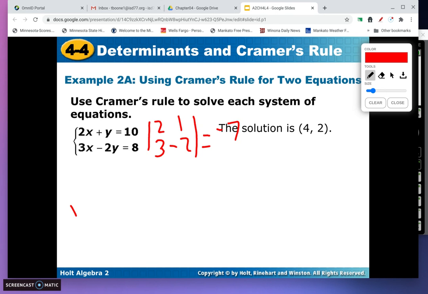All right, so now to find x, what we're going to do is put that negative 7 on the bottom. We're going to find the determinant. Now, since it's the x, we're going to replace the 2 and the 3 with the 10 and the 8. We're still going to keep the 1 and the negative 2 there.